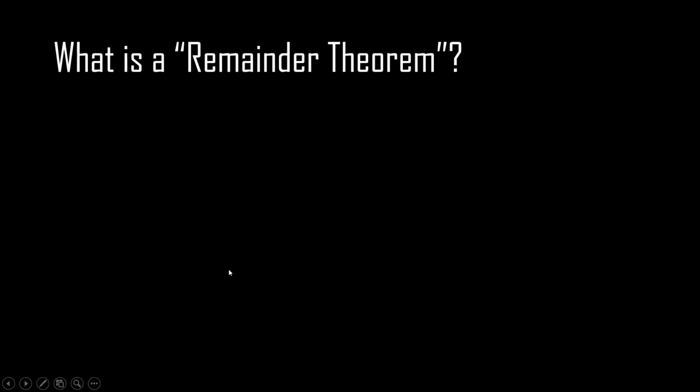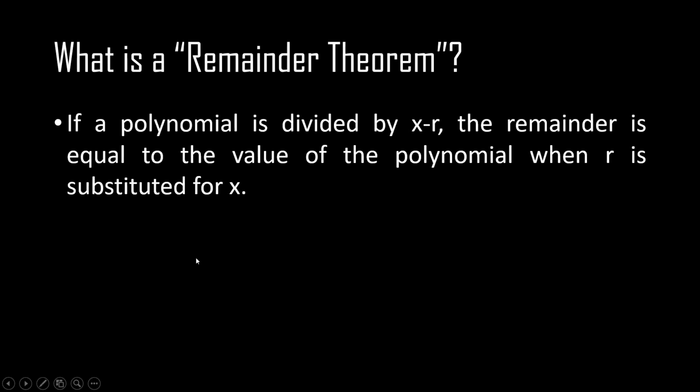What is a remainder theorem? If a polynomial is divided by x minus r, the remainder is equal to the value of the polynomial when r is substituted for x, where r is any numerical coefficient. It is given by this equation, f as a function of x. We can understand it further with an example.